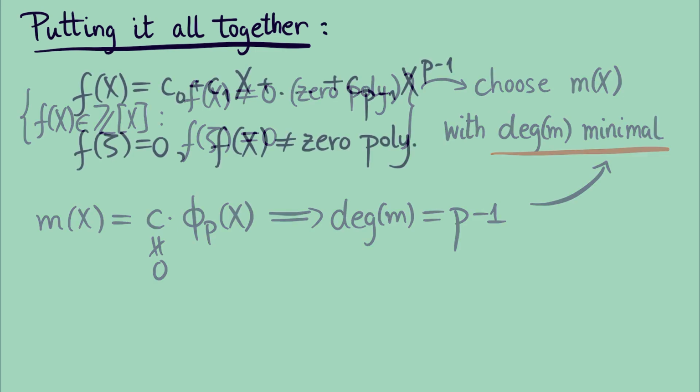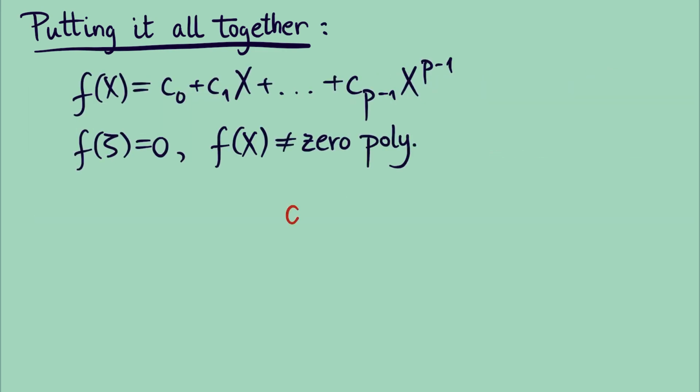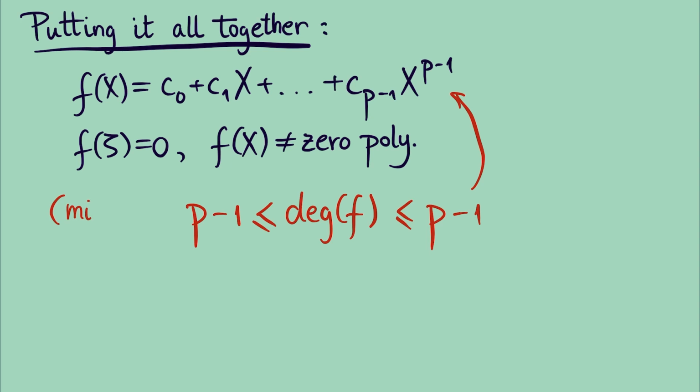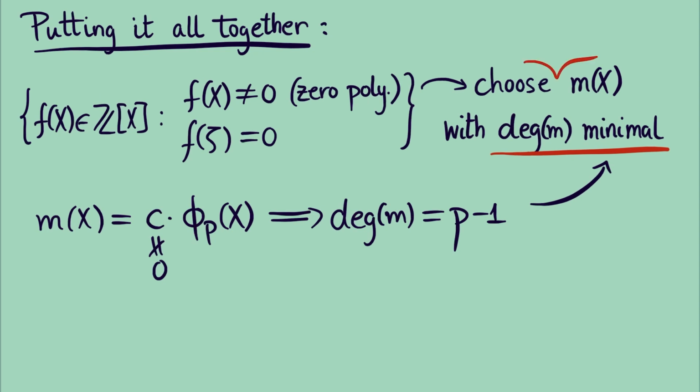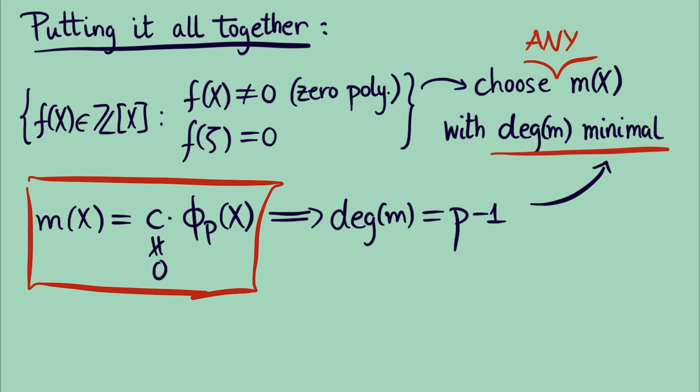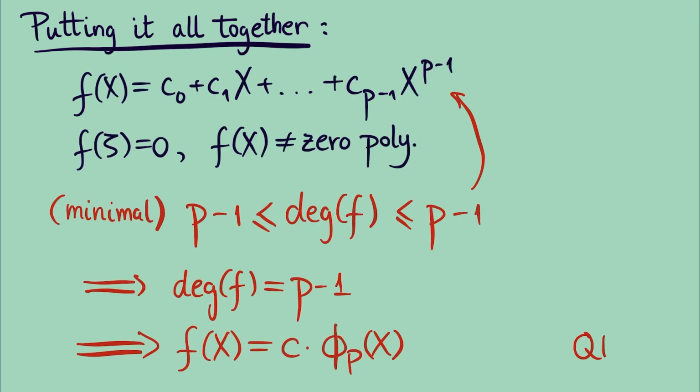So if we take a polynomial like in our conjecture, its degree is at most p minus 1 and at least p minus 1 by what we've just shown. So it equals p minus 1. But recall, in choosing m, we could choose any polynomial with minimal degree. So everything we proved for m actually applies to our f as well, including the conclusion of our conjecture, which finally finishes the proof.